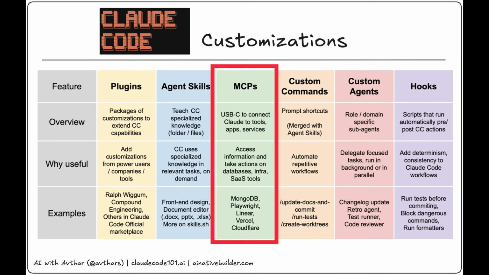Tip 23 is to use MCP servers to give Claude access to third-party tools and services. MCP, or Model Context Protocol, extends Claude Code's capability to take action in third-party tools.